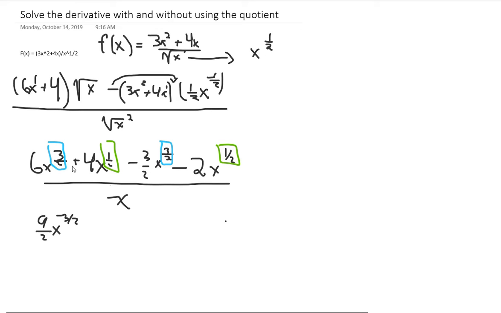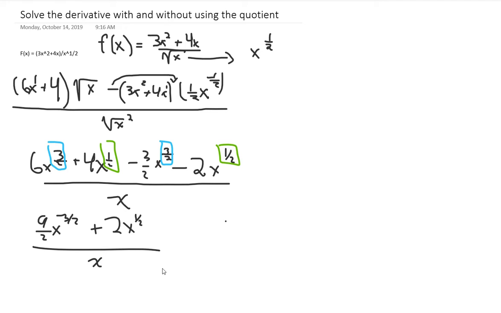So we would get 4x to the 1/2 minus 2x to the 1/2. So then we just add plus 2x to the 1/2. Yeah, you have to be really careful with your algebra. It's so easy to make a mistake. Even someone who's been doing this forever will make a mistake. And then you divide by your denominator x. So this is a lot cleaner and easier to deal with.